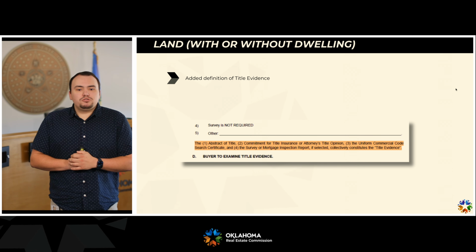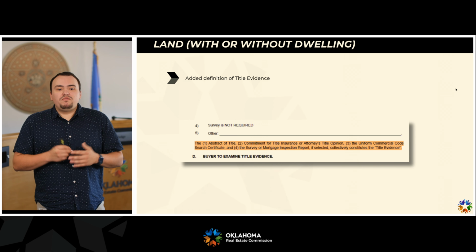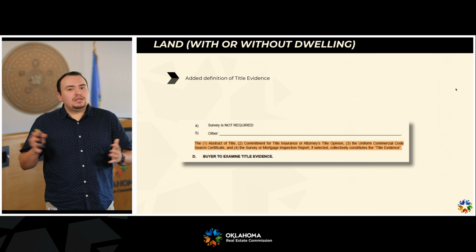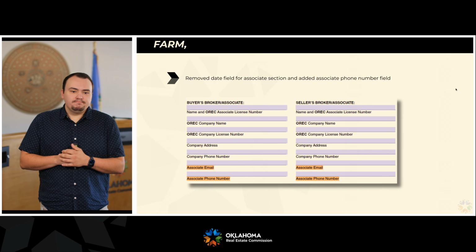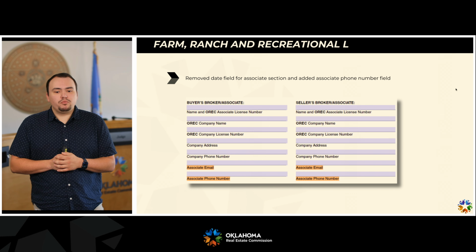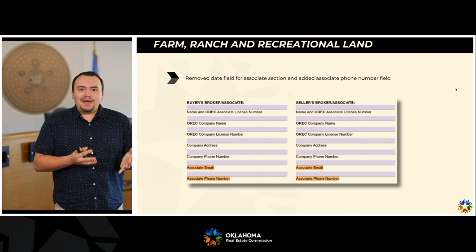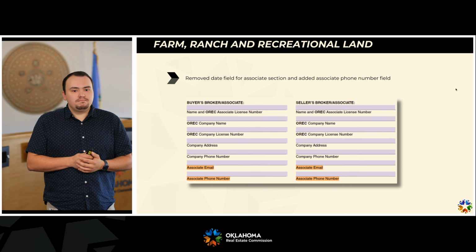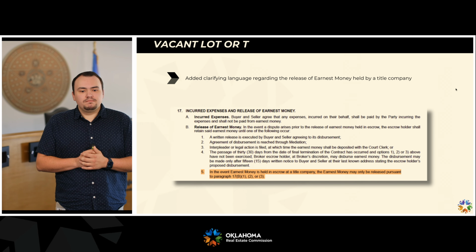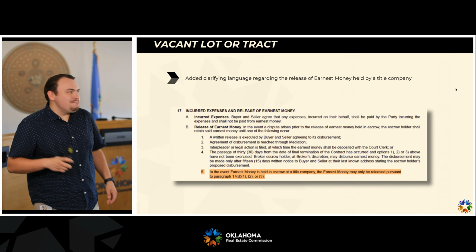All right. Under the land with or without dwelling contract, the land contract, we've added the definition of title evidence. Again, just kind of bringing it into conformance with our other contracts. And then under the farm ranch, we've updated the associate fields, again, just to kind of match our other forms so that they're consistent throughout all of them. And with that, I think I'm going to turn it back over to Matt.